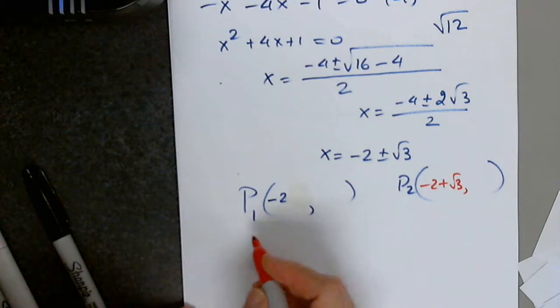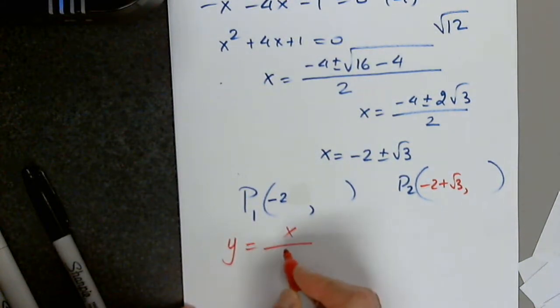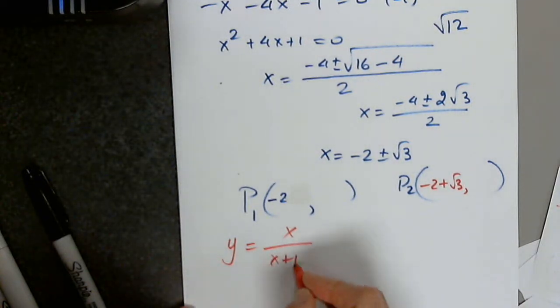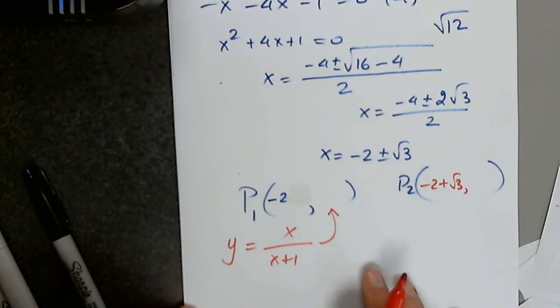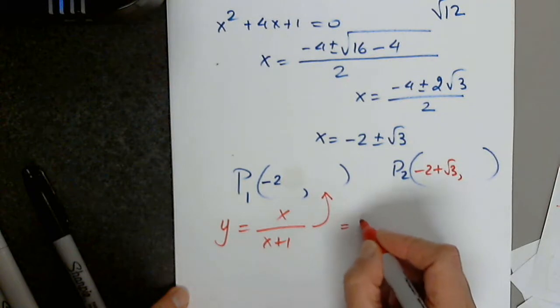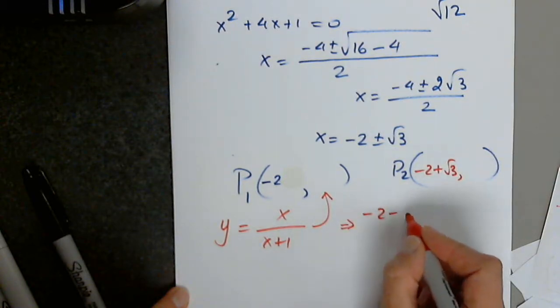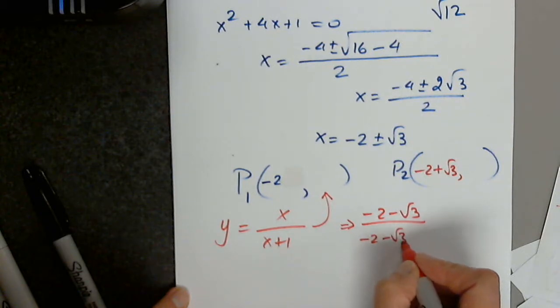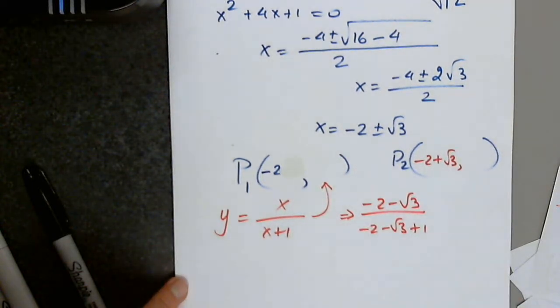So the function was x divided by, I think, x plus 1 in the denominator, right? Yes, x plus 1. X over x plus 1. So this will be negative 2 minus the square root of 3 over negative 2 minus the square root of 3 plus 1.